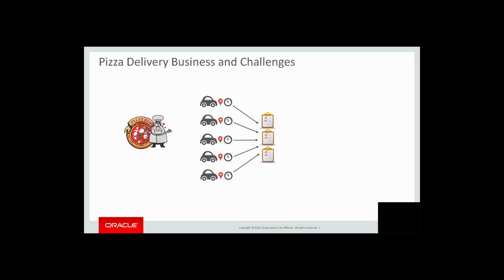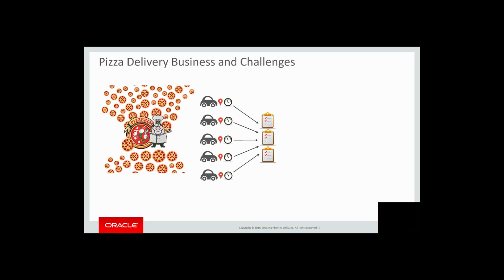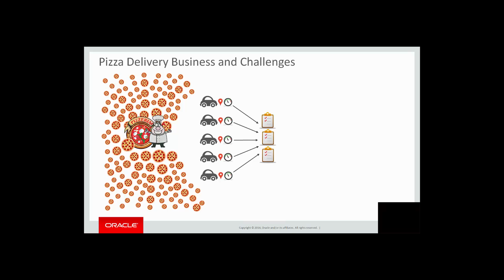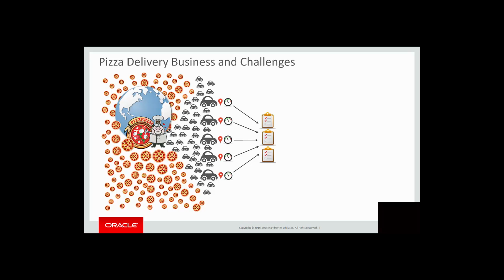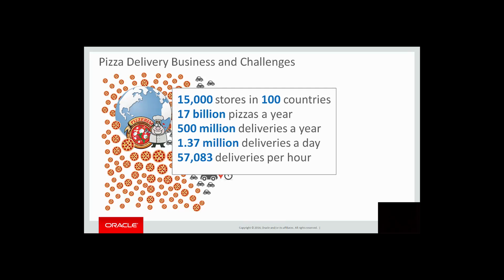So he started off his business small, and later his business grew and grew, and so he's now delivering a lot of pizza to his customers. And the next thing you know, he has the whole world in his mind. He would like to deliver more pizza to more customers around the world. He planned to open 15,000 stores in 100 countries and 17 billion pizzas a year, which means 500 million deliveries a year.